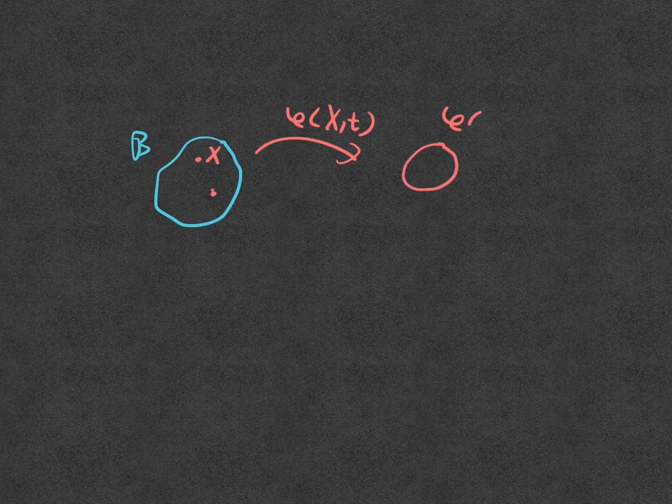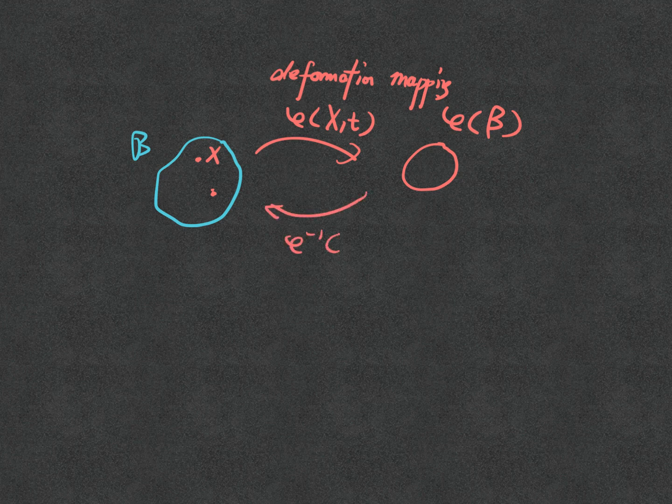So I apply the entire deformation mapping to the body B, and then I get a new shape. Does that make sense? This is called the deformation mapping. And in general, I'm going to assume that the inverse of the mapping also exists. The inverse would take the current x and t and map it back into the original x. So under what case would the inverse mapping exist?